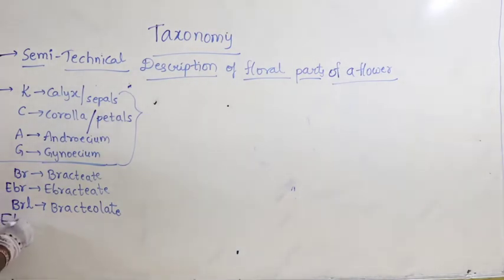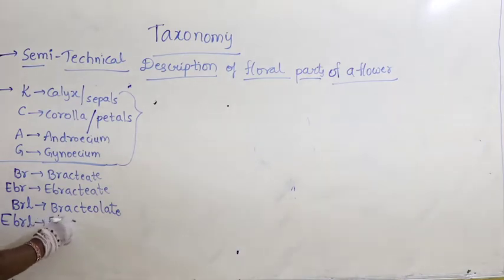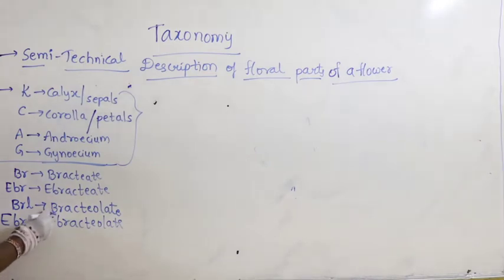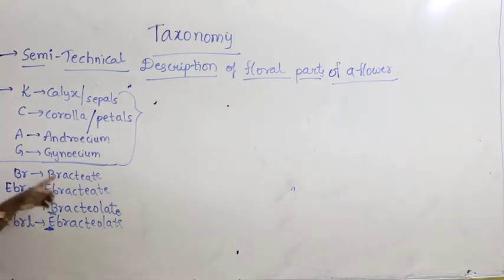Similarly, EBRL is nothing but E bracteolate, meaning whenever this E is there, it says it is absent. Here bracteate means bracts are present, E bracteate means bracts are absent. So whenever the terminology E is there, that represents absence. Bracteolate and E bracteolate, right? Bracteoles are leaf-like extended structures which we find. E bracteolate is nothing but the leaf-like bracteoles are totally absent.